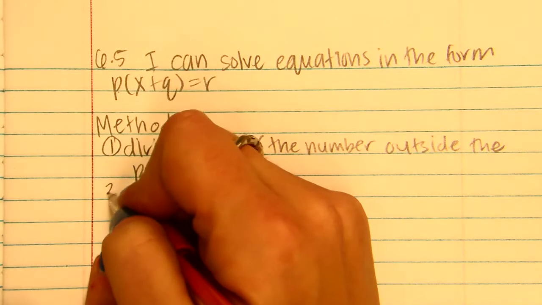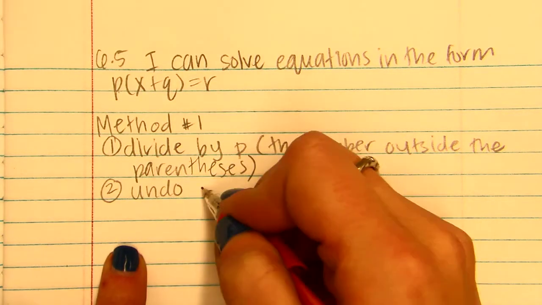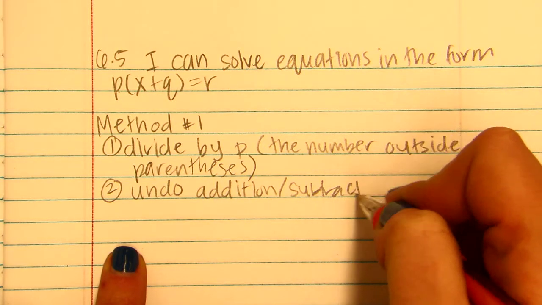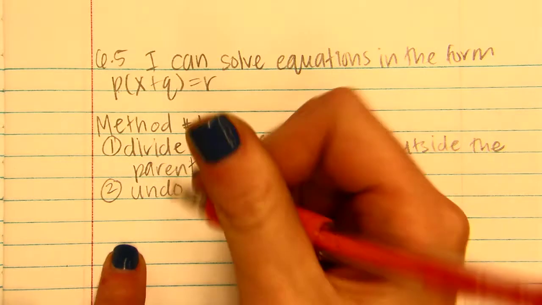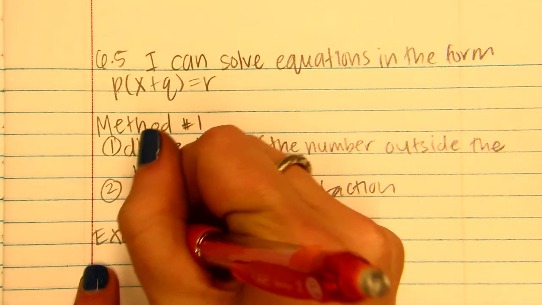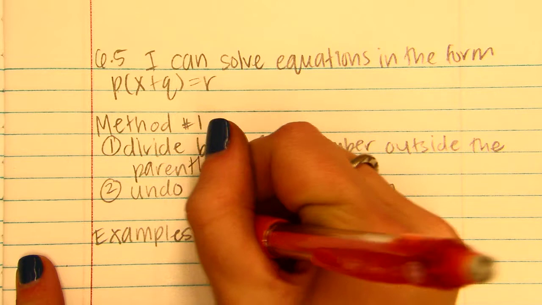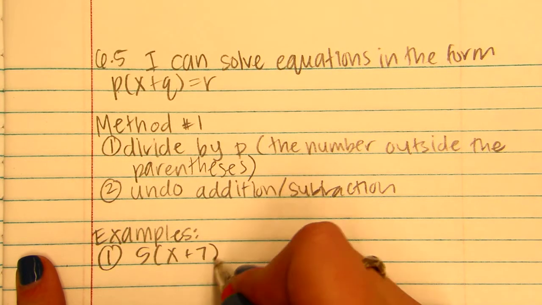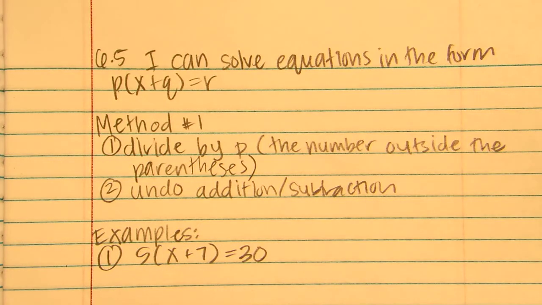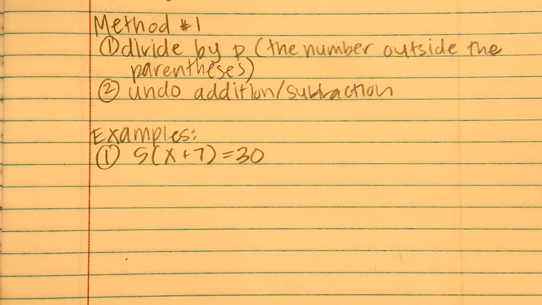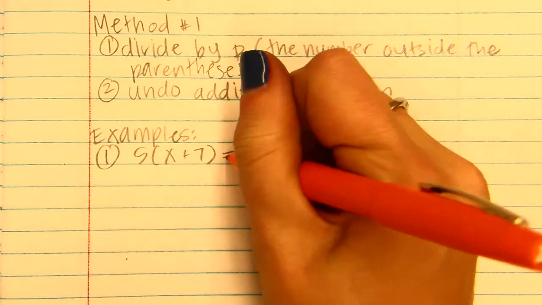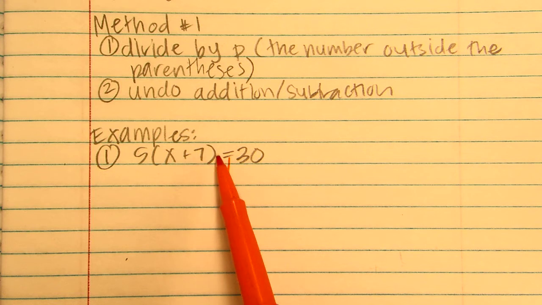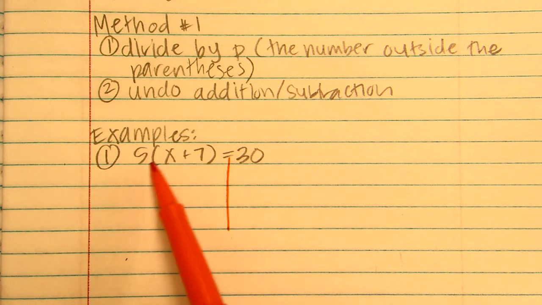And then the second step would be to undo addition and subtraction. So if we have an equation like, for example, let's do example 1. 5 times x plus 7 equals 30. We draw our line down the equal sign. And then we don't use the normal rules that we did last time because the parentheses group these together. So we can't undo the adding 7 until we get rid of this 5 outside.